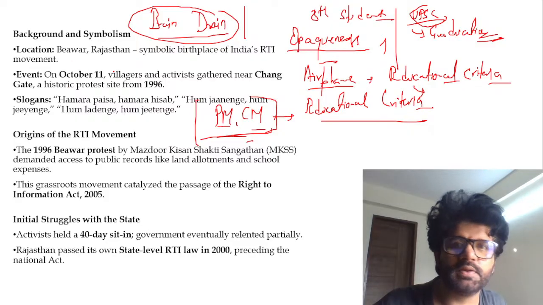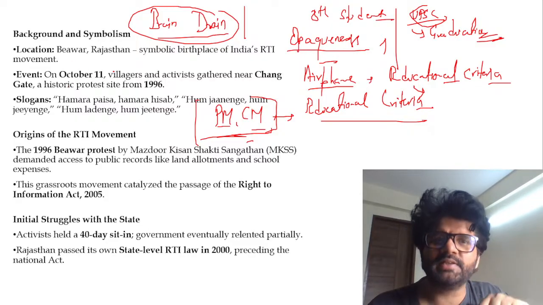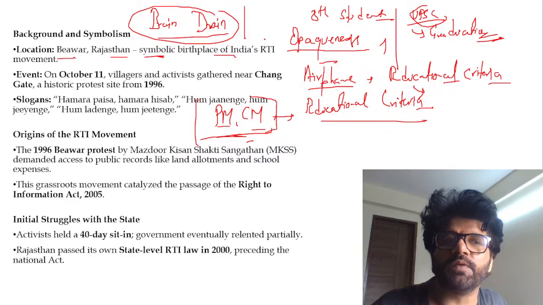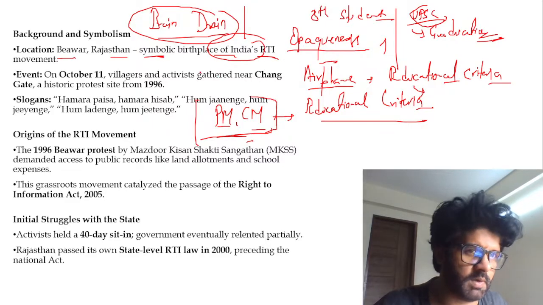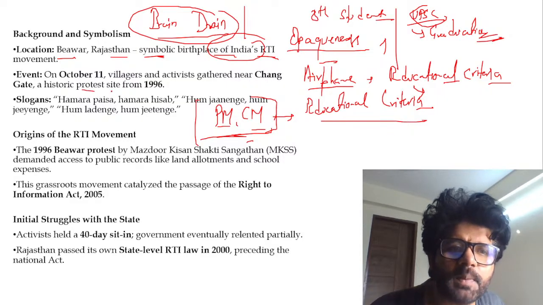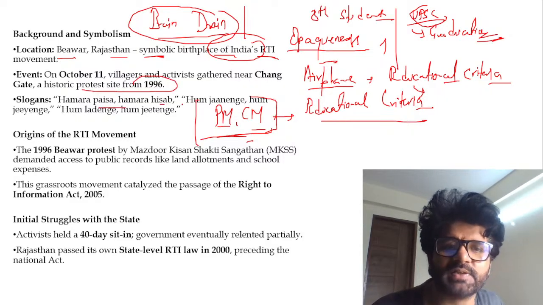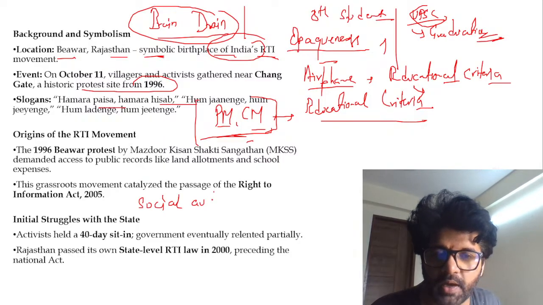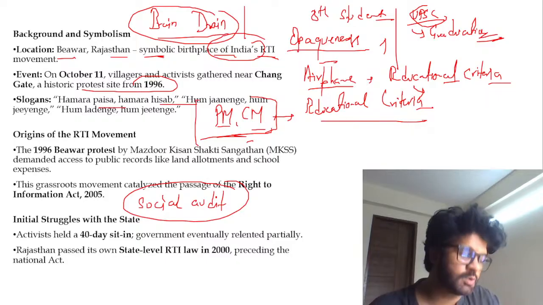So now let's focus, guys. There has to be some reason why we are putting these caps or something like that. Beawar, Rajasthan, is the birthplace of India's RTI movement, right to information. And these people did the protest in 1996, Hamara Paisa, Hamara Hisab. All these things led to something known as social audit. These terms are important, guys, from both GS2 and ethics perspective.